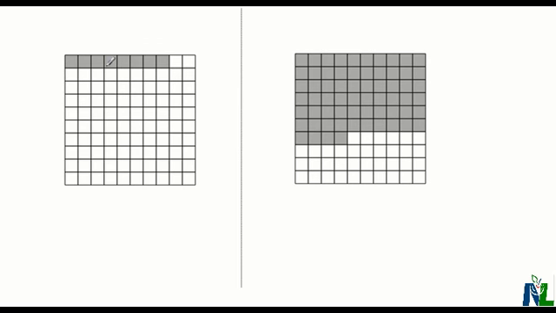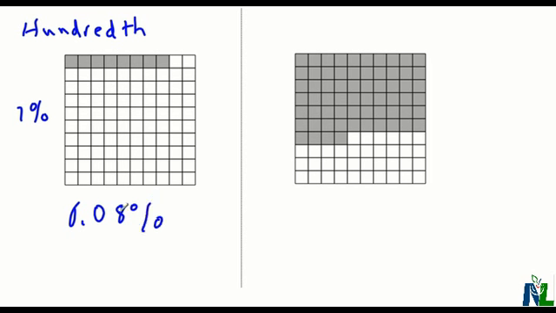Here I actually have hundredth charts. A hundredth chart, each one of these represents 1%. So this is 1% in total. That means that these 8 squares would actually represent 0.08%. If I get 100 of those, I get up to 1%, right?